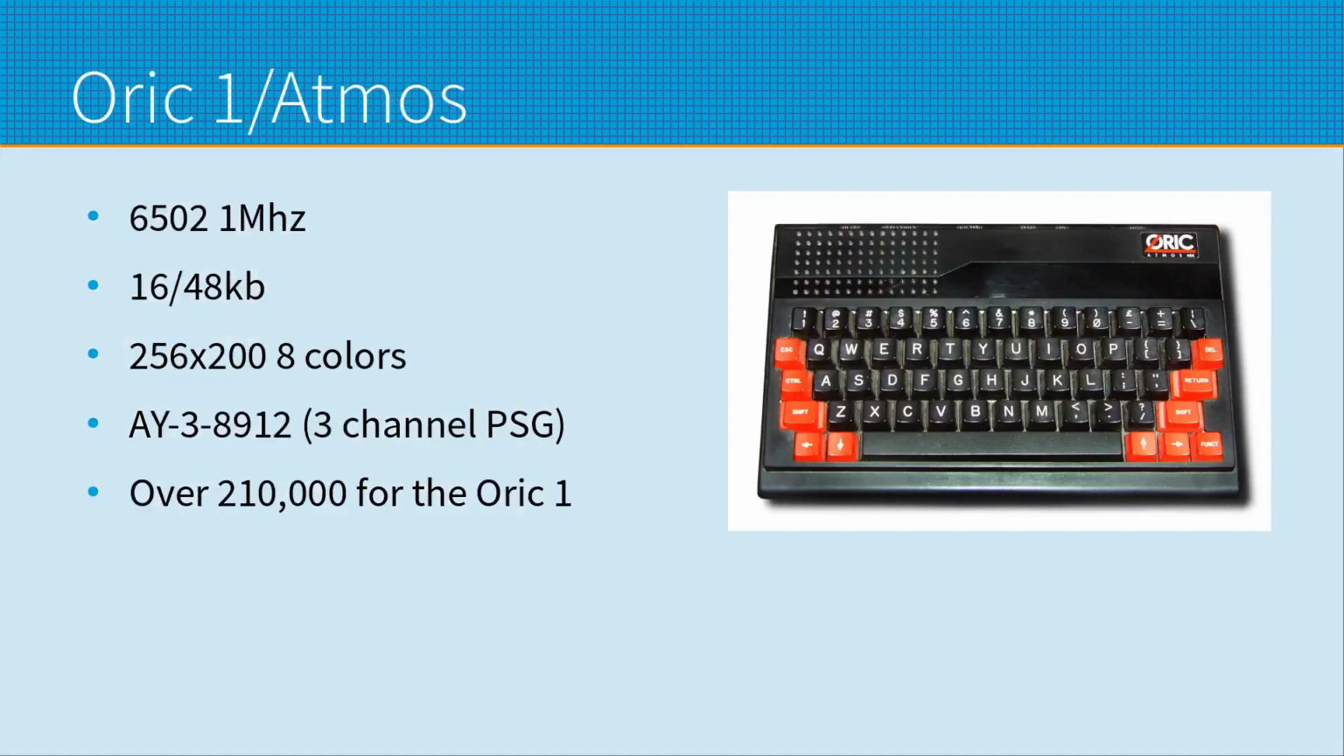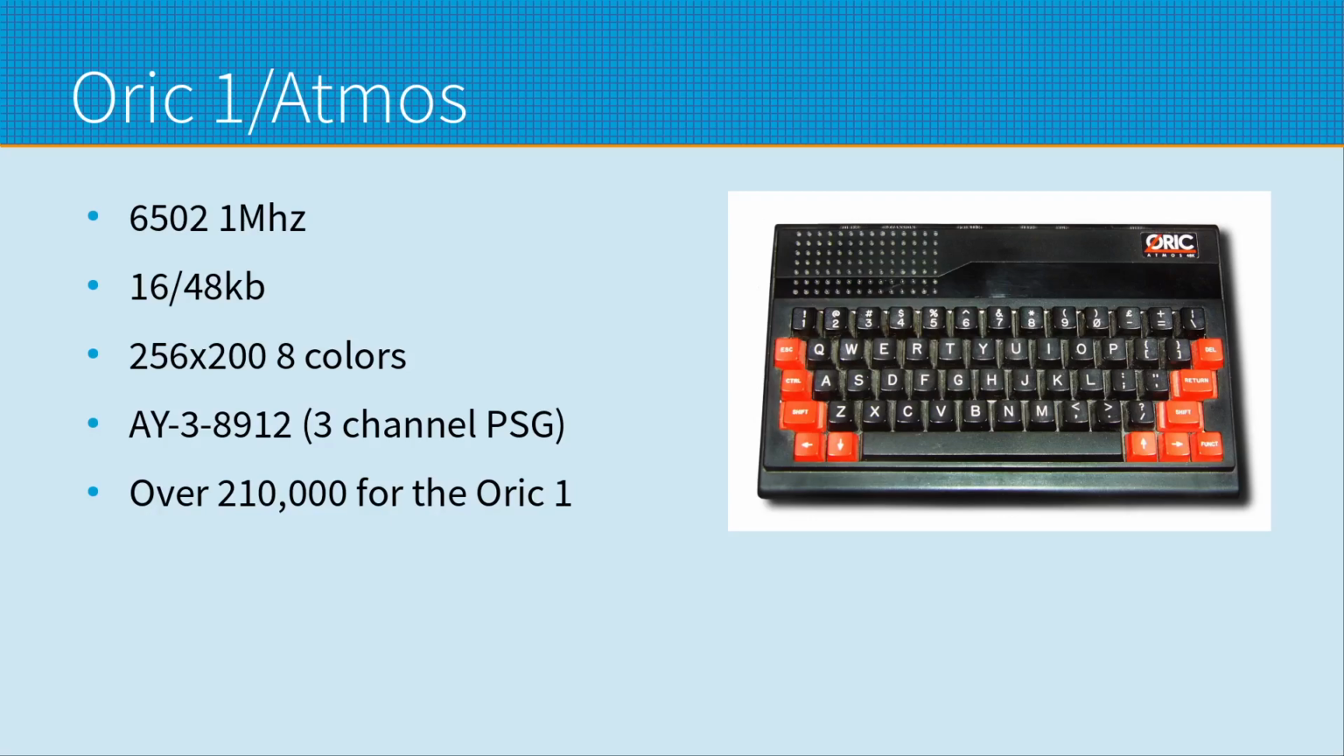So the next one is the Oric 1 and the Oric Atmos. This was released in Britain as a response to the ZX Spectrum. And the specs are quite interesting. It seems that they learned from the mistakes of the ZX Spectrum. So the processor is not Z80 based. It is a 6502 processor. The first Oric only came with 16 kilobytes, but there was also another version with like 48 kilobytes.